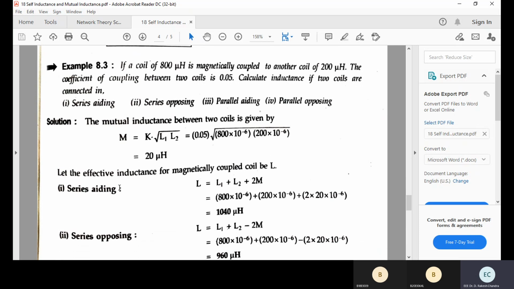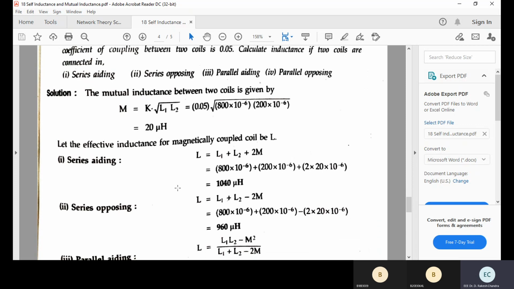If they are series aiding, then L is equal to L1 plus L2 plus 2M. Coil 1 is 800 microhenry, coil 2 is 200 microhenry. M is equal to K into root L1 L2, which is 20 microhenry. So L is equal to 1040 microhenry. Series opposing means L1 plus L2 minus 2M, with 800 microhenry and 200 microhenry. Finally, it is 960 microhenry.